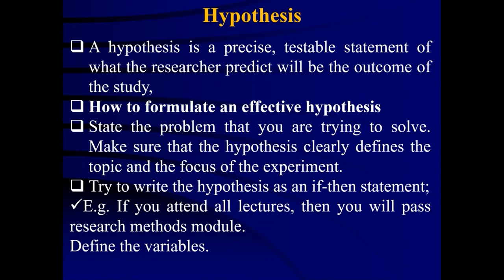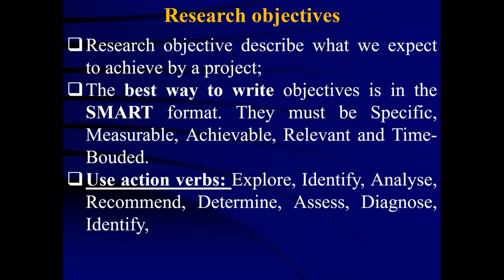You try to check all those students that have attended the module against those who did not attend the classes, to check if you can prove this to be correct or not. So in your hypothesis, you must also define your variables. What are the key concepts within your problem? You try to clarify those variables.